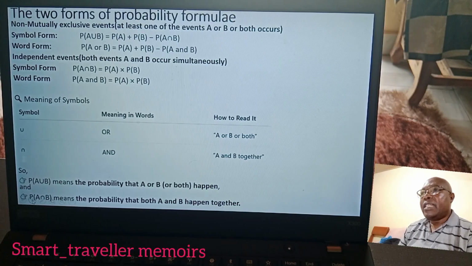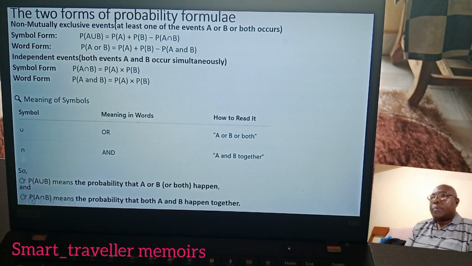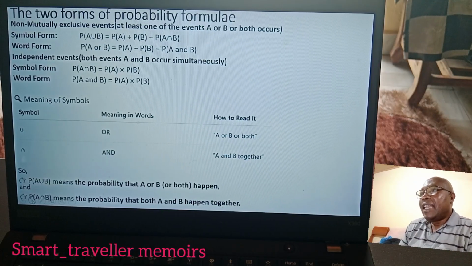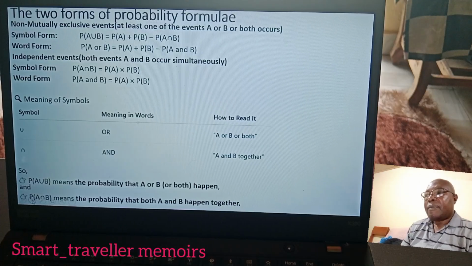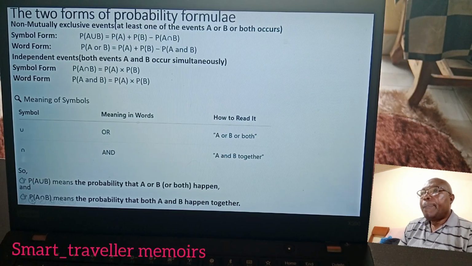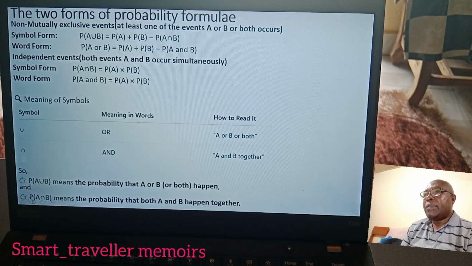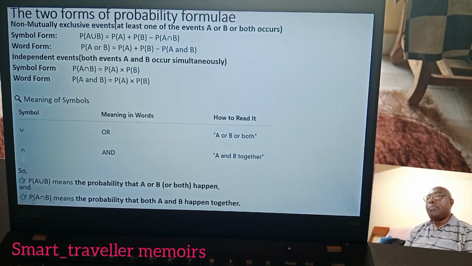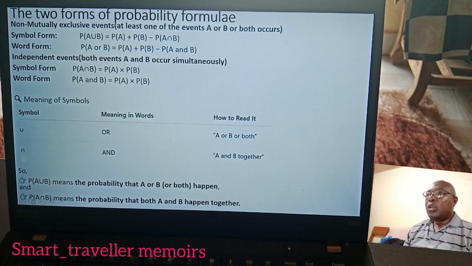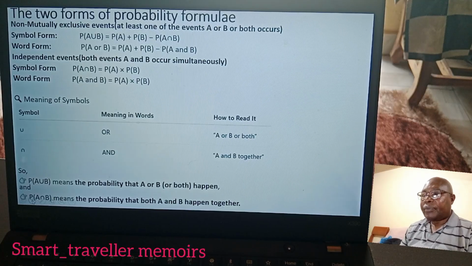Then we come to independent events. That is, both events A and B occur simultaneously. Symbol form: P, A intersection B is equal to PA times PB. One form: P, A and B, where and represents intersection, is equal to PA times PB. You see, those formulae are the same.